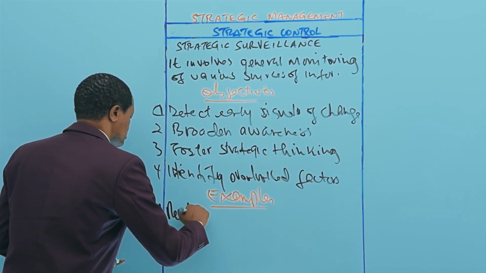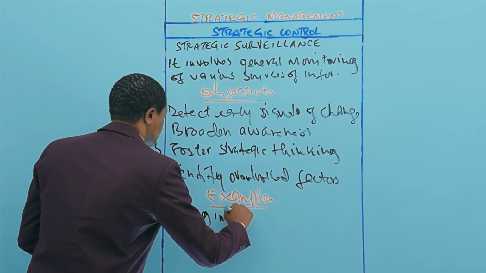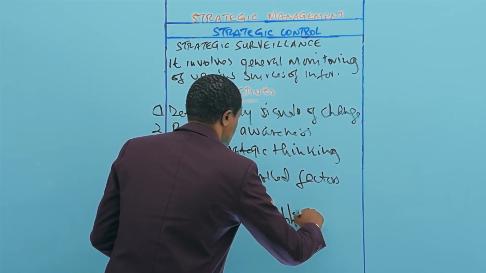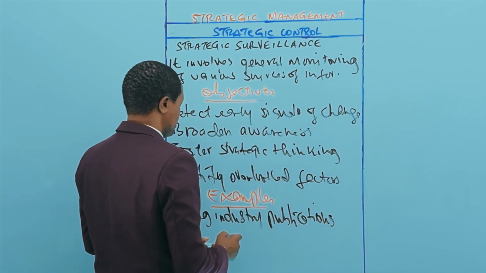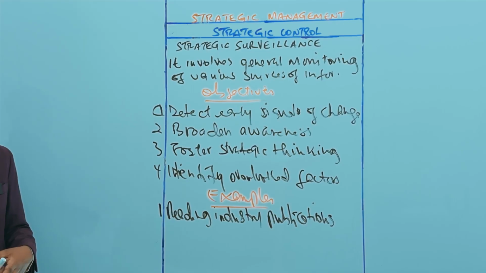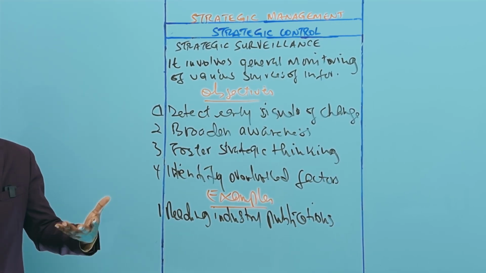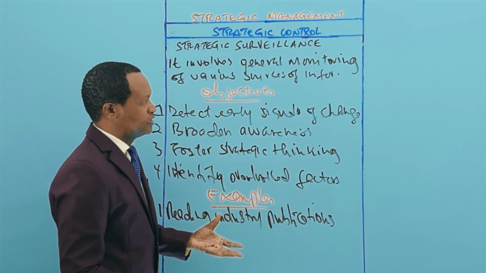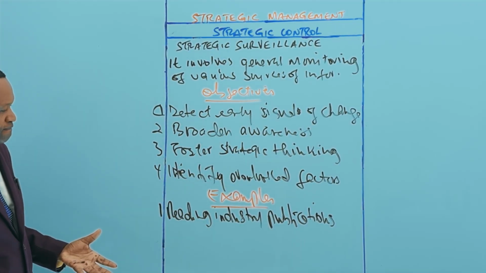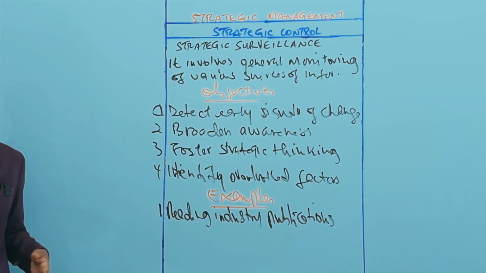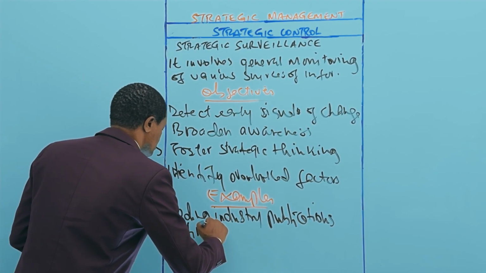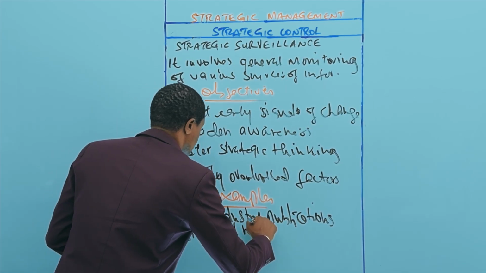reading industry publications and financial papers, regularly keeping up with the general news and trends in the business environment. That is one way to do strategic surveillance. You understand? Yes, financial newspapers.